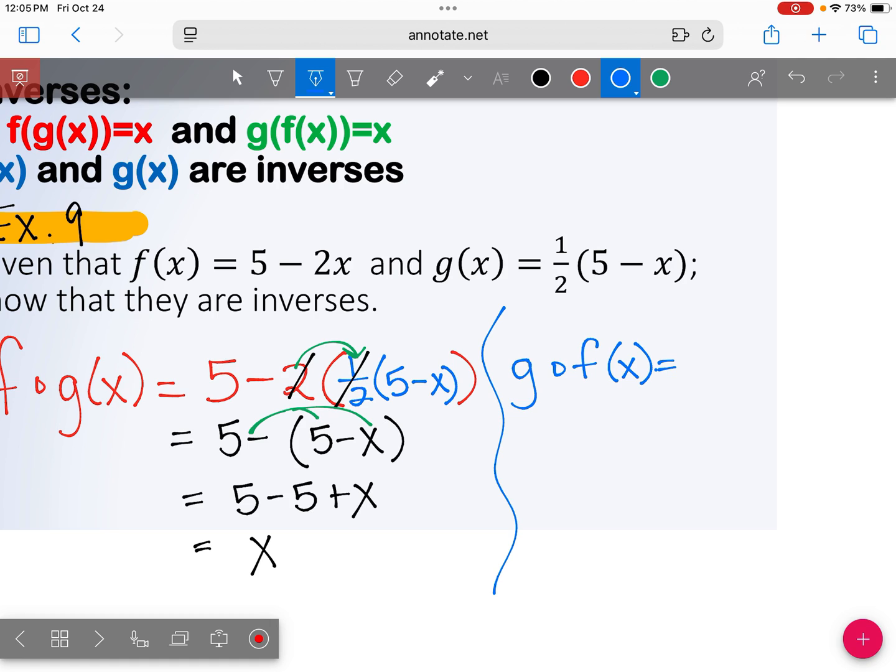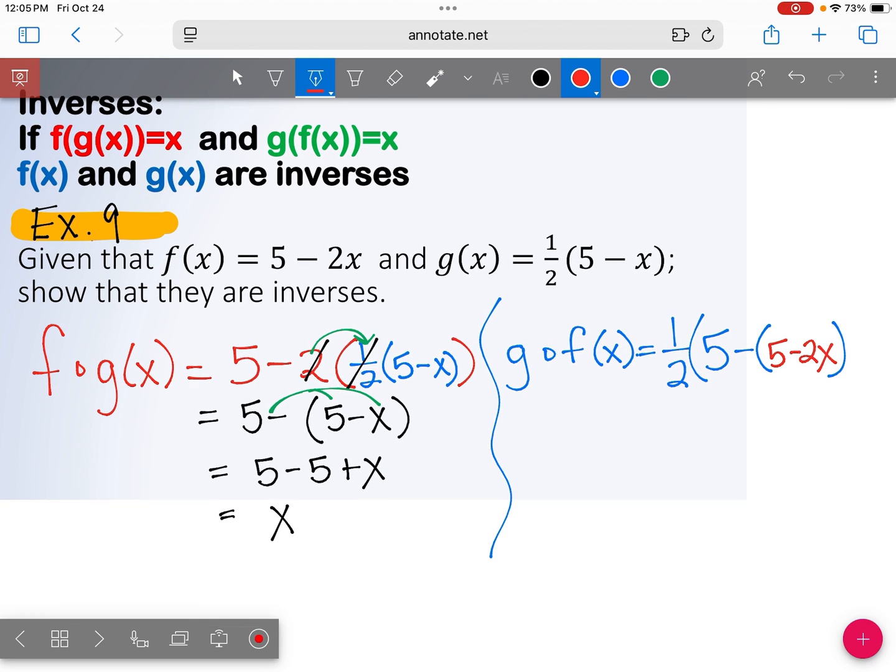All right, so now I'm going to put the F inside of G. So G says 1/2, 5 minus, and then I have my x. And then inside of the parentheses, I'm going to put 5 minus 2x. So what do you think you're going to do first to simplify it? Distribute the negative. Good job. Go ahead and multiply this negative.